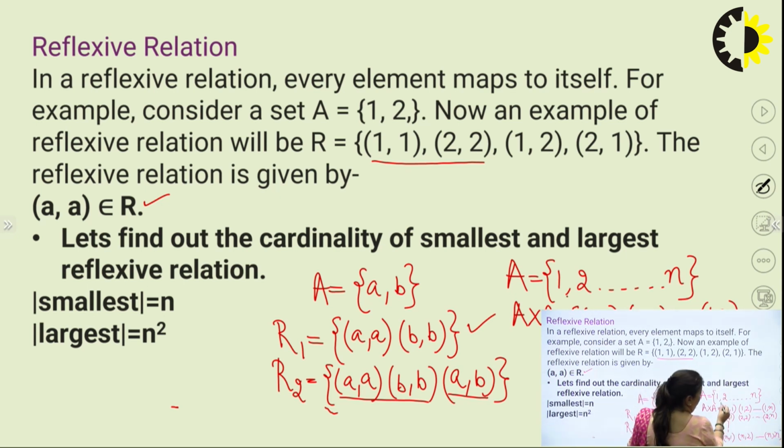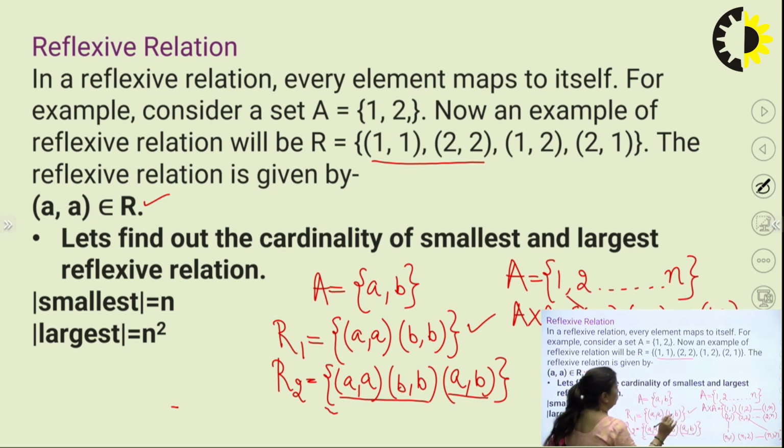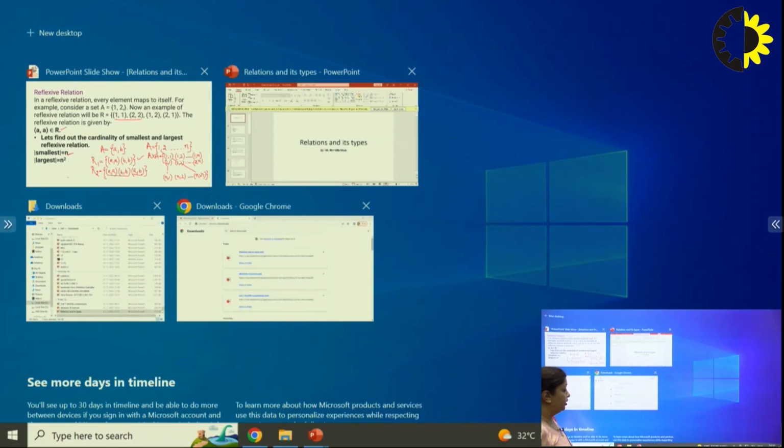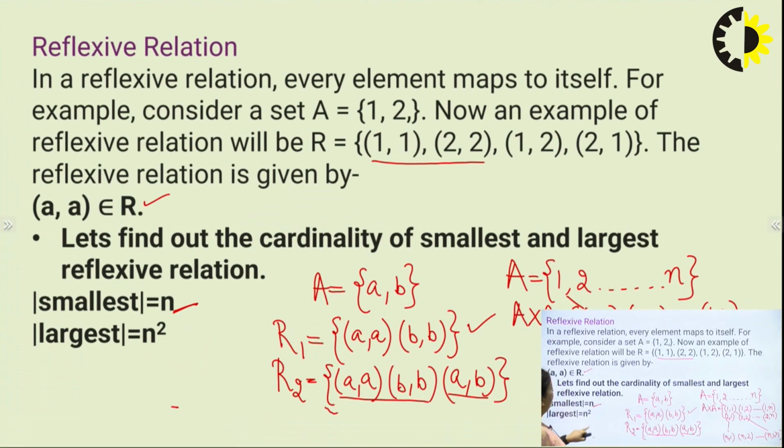So if I talk about the diagonal elements, these are my diagonal elements. So this relation should have a minimum of these diagonal elements. That is, how many diagonal elements will be there? If my set has a total of n elements, diagonal elements will also be n. So the smallest reflexive relation will have at least how many elements? It will have at least n elements.